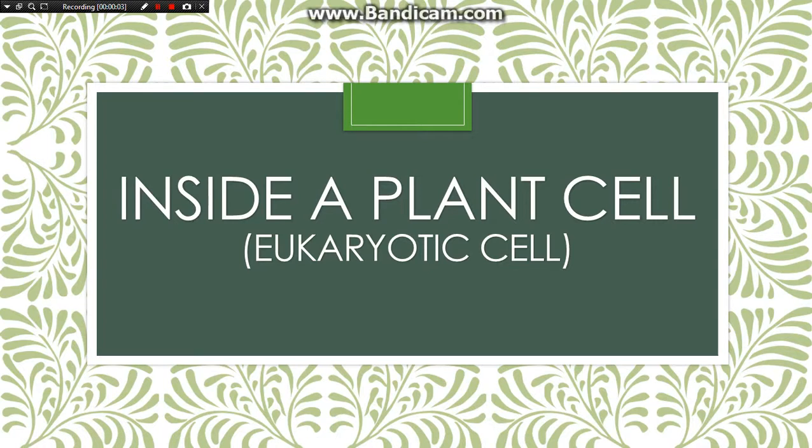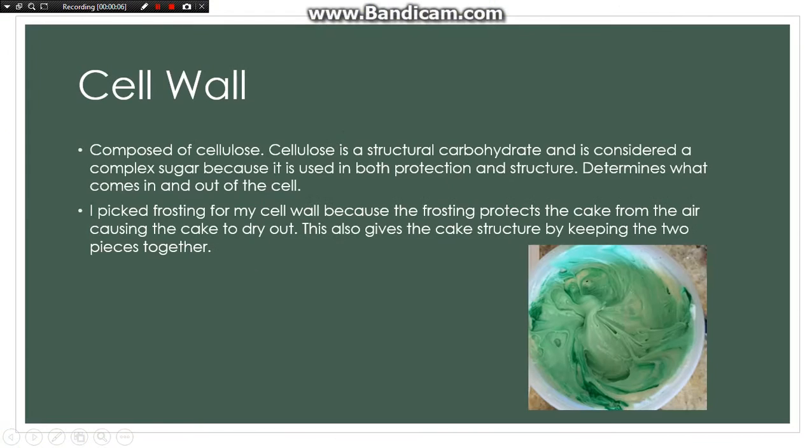For my cell, I did a plant cell. So the cell wall is composed of cellulose. Cellulose is a structural carbohydrate and is considered a complex sugar because it is used in both protection and structure. It determines what comes in and out of the cell. So for my cell wall, I decided to use frosting because it protects the cake from air, causing the cake to not dry out.